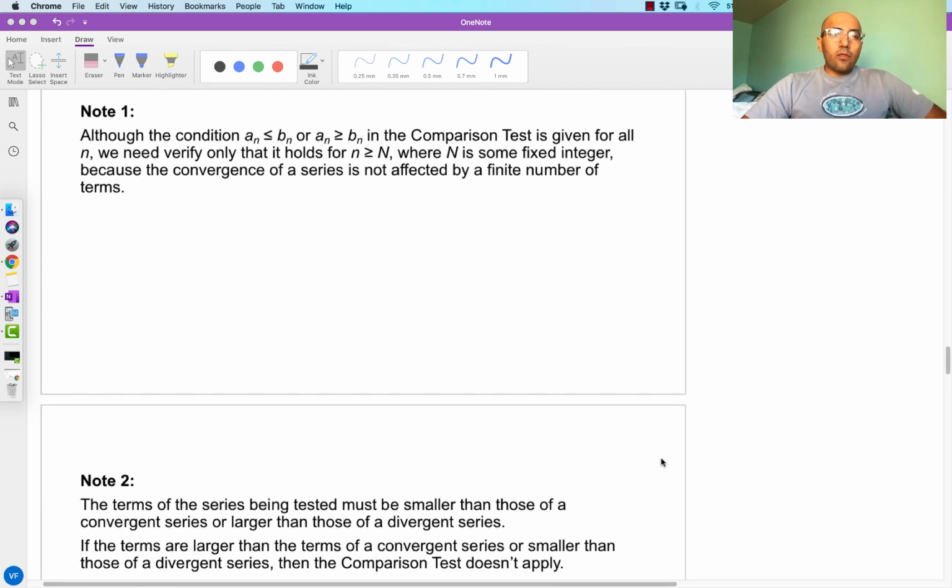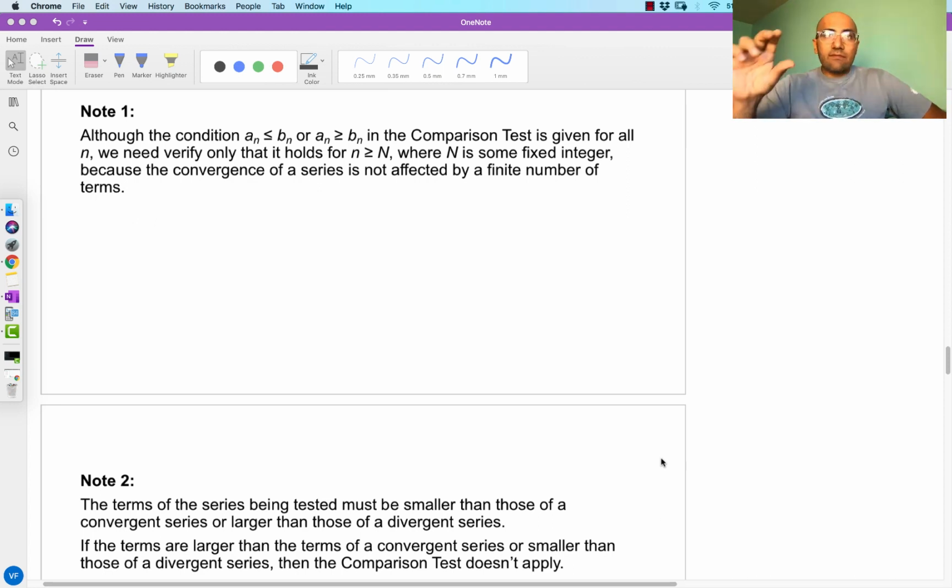Okay. Note 1: although the condition that a sub n is less than or equal to b sub n, or that a sub n is greater than b sub n in the comparison test is given for all n, we need verify only that it holds for n greater than some capital N, where N is some fixed number, because the convergence of a series is not affected by a finite number of terms, right? What is that saying? It's saying that for the first few numbers in a series, anything can happen. We could have values that are getting bigger, getting smaller, maybe even a few negatives. It doesn't matter as long as there exists some point, capital N, from which beyond that, everything works out well.